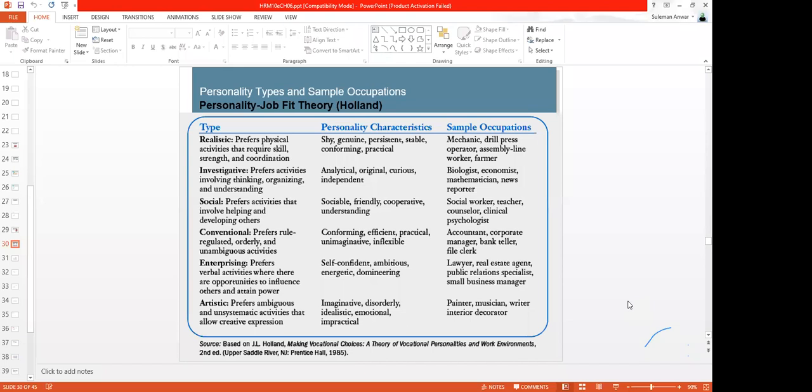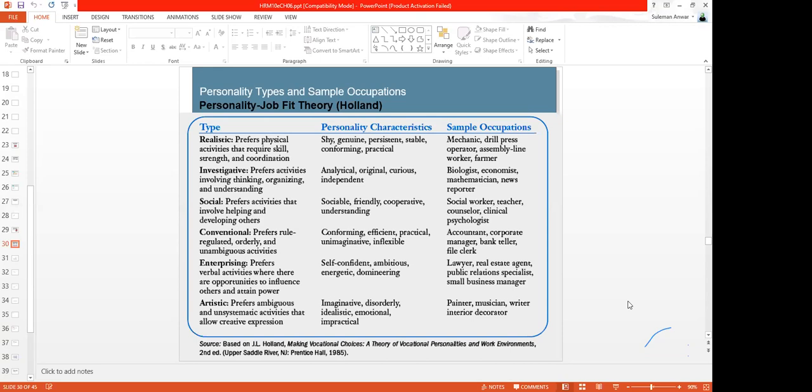Now, as Shoaib has just asked, what about artistic? The people who are taken up as artistic prefer ambiguous and unsystematic activities that allow creative expression. And if that category of people are around you, they'll be more imaginative, disorderly, idealistic, emotional, and impractical. The sample occupations advised for them could be painter, musician, writer, interior decorator, and so on.